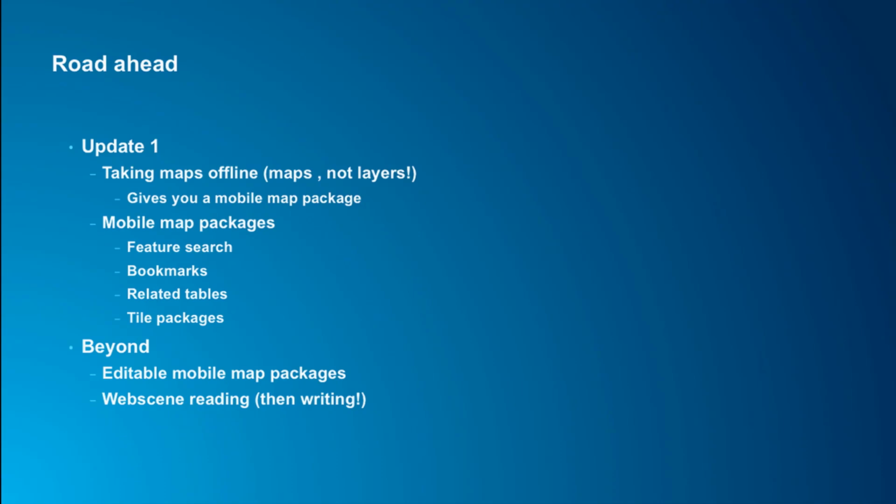We'll figure out all the layer types for you. We'll figure out what tasks to create and how to synchronize those, and we'll save the map locally for you as a mobile map package, and then you as a developer will just be able to open that map. So that will get a lot better in update 1.